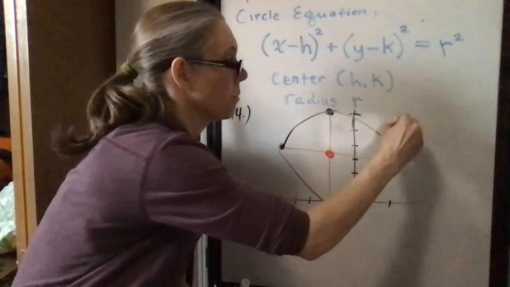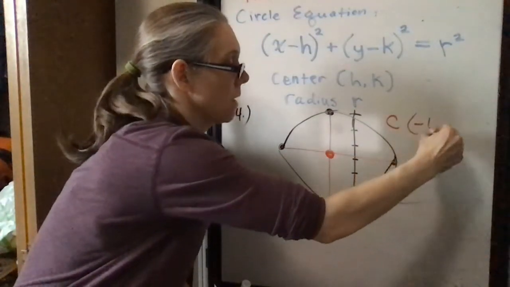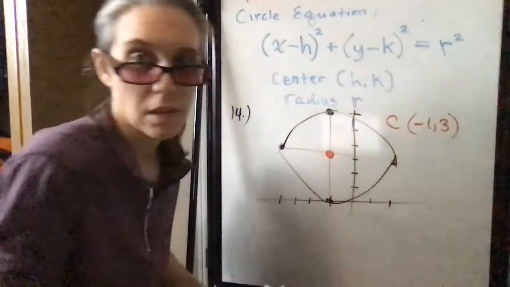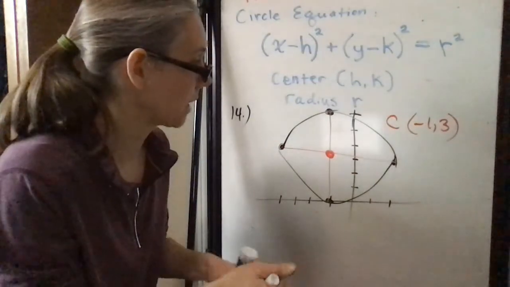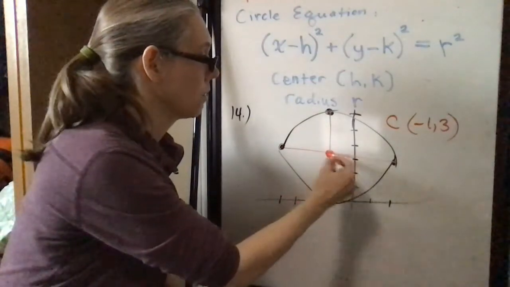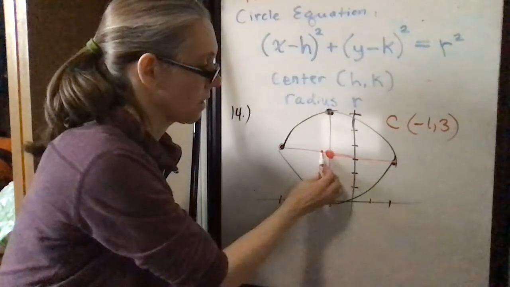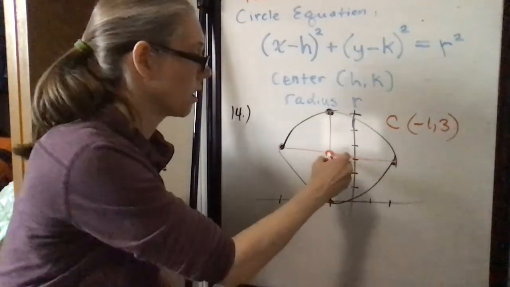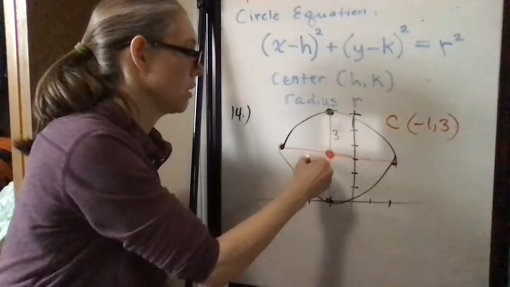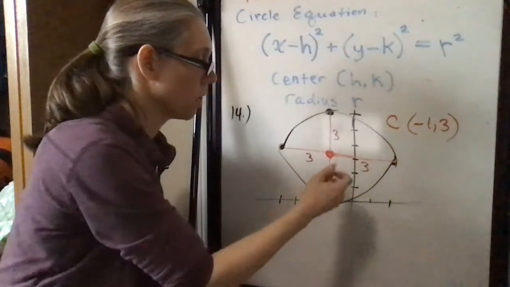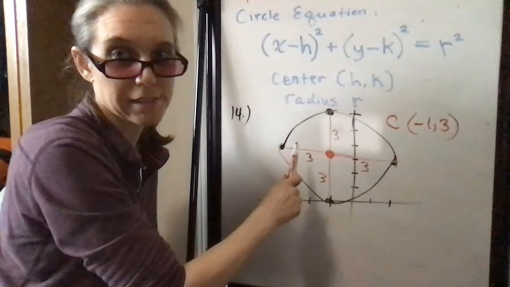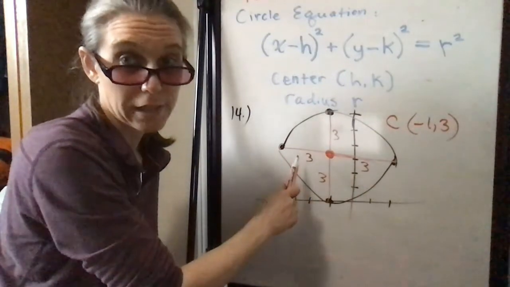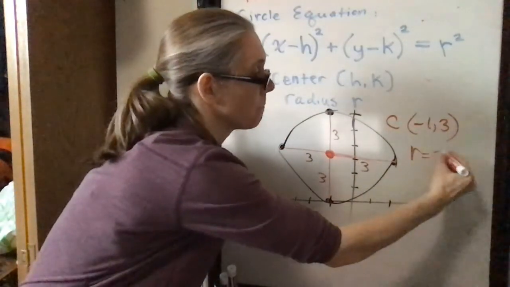So I'm going to make the observation that my center is at negative 1, 3. And then once you know where your center is, just figure out your radius by counting boxes, right? So if you go from here to here, that's 1, 2, 3. Or you could go from here to here, and no matter which way you go from the center, down, to the right, up, or to the left, I see that I have a distance of 3. So that means my radius is 3.